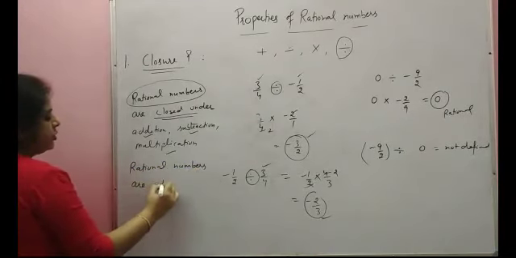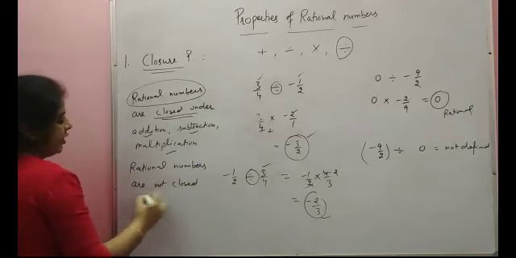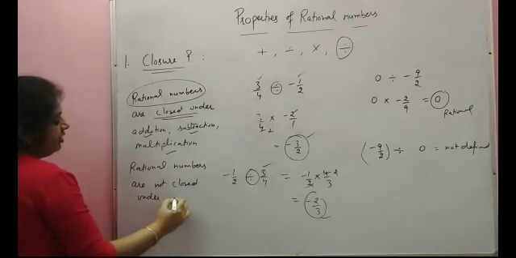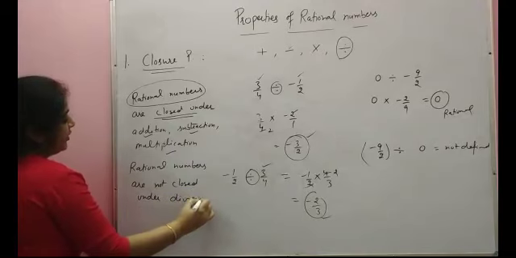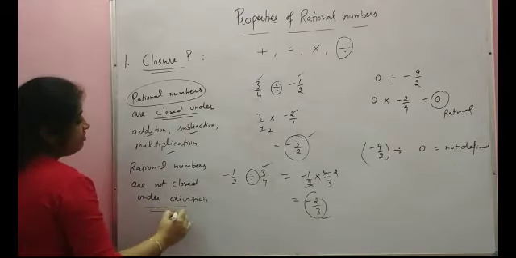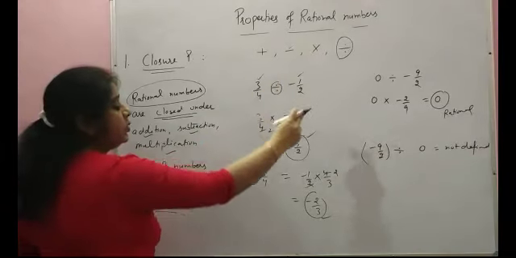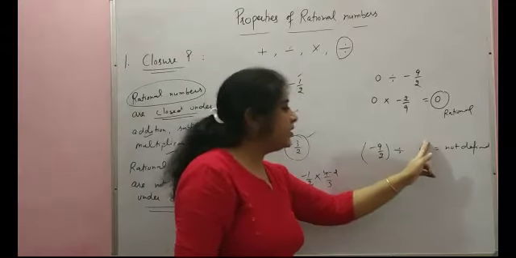not closed under division. And students, why not under division? Just because of 0 and keeping the 0 at the second place only.